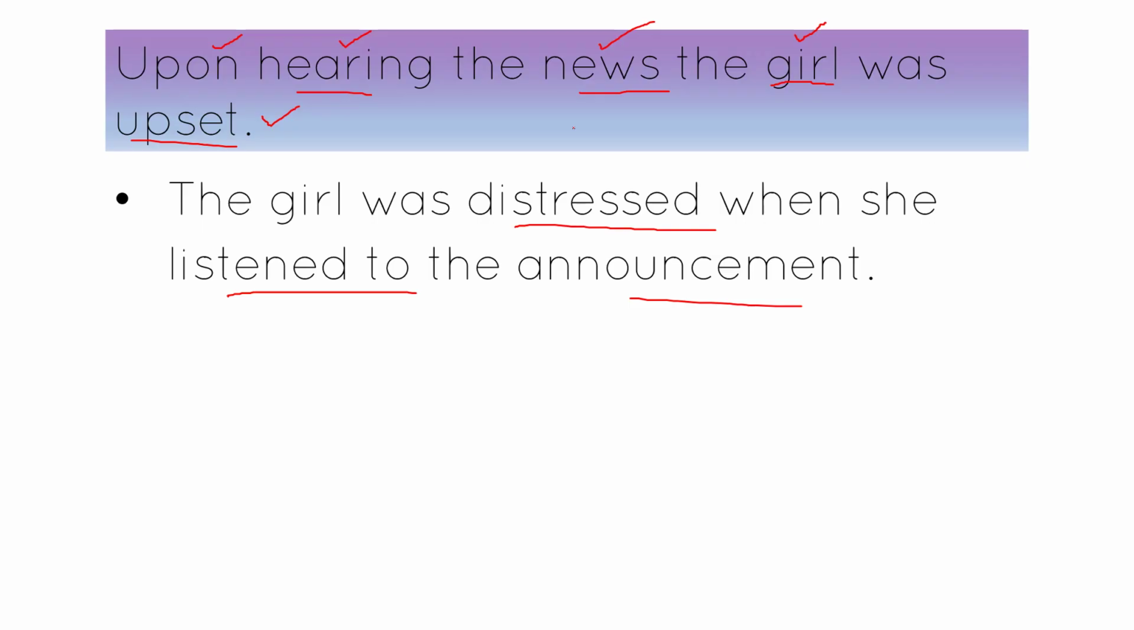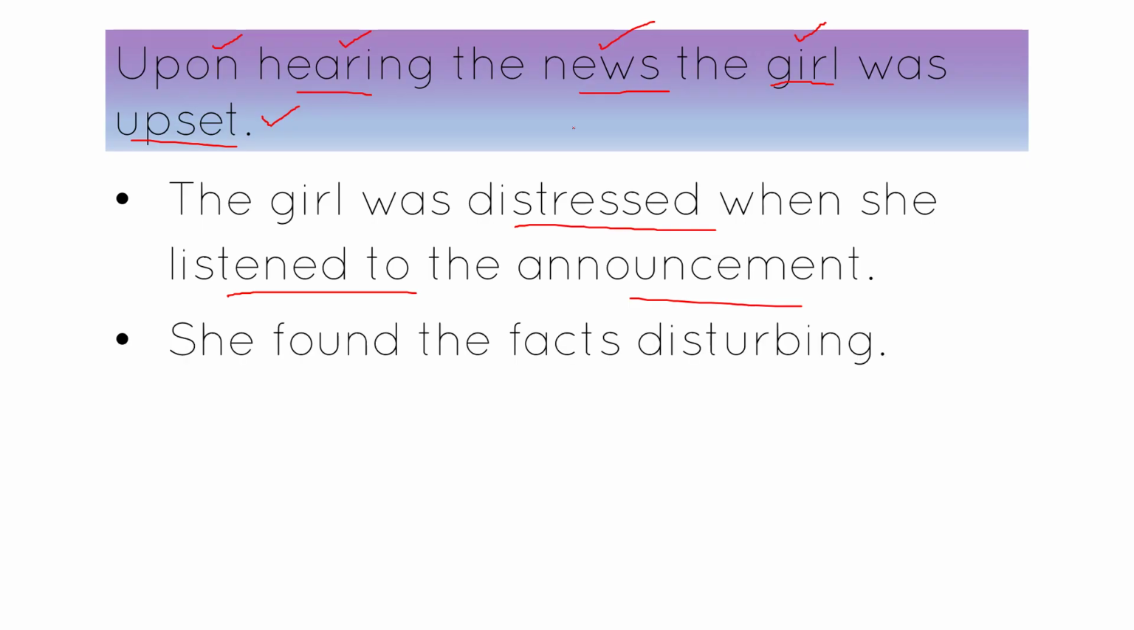So I'll have a look at my next 2 examples. She found the facts disturbing. Okay, so in this case I've left the word girl out because I don't think I even need it to keep the essential meaning of the sentence. News I've changed into facts, and upset I've changed to disturbing.